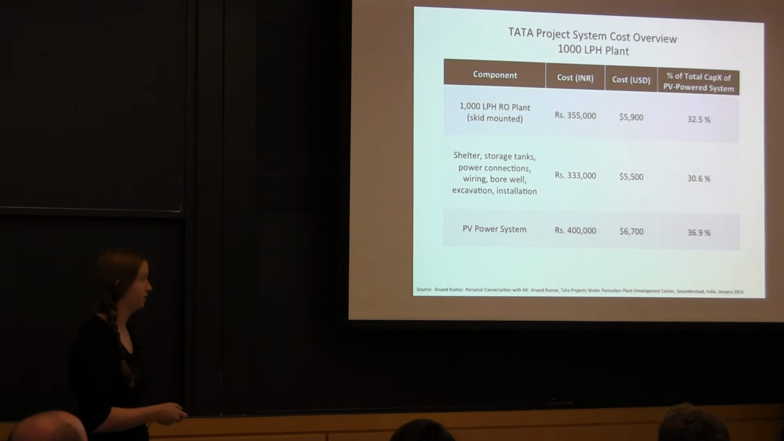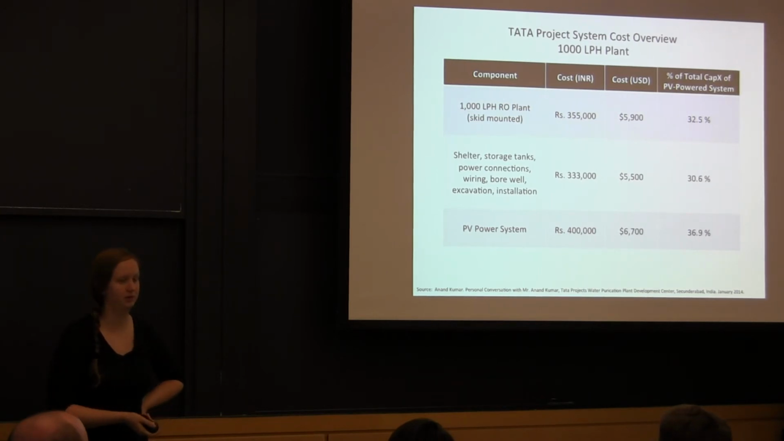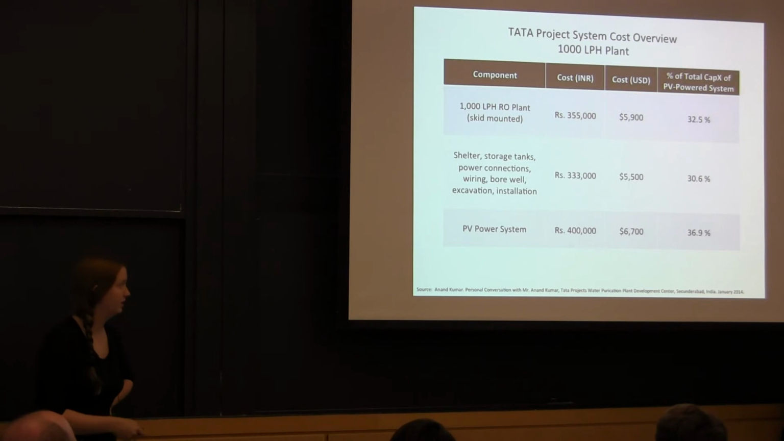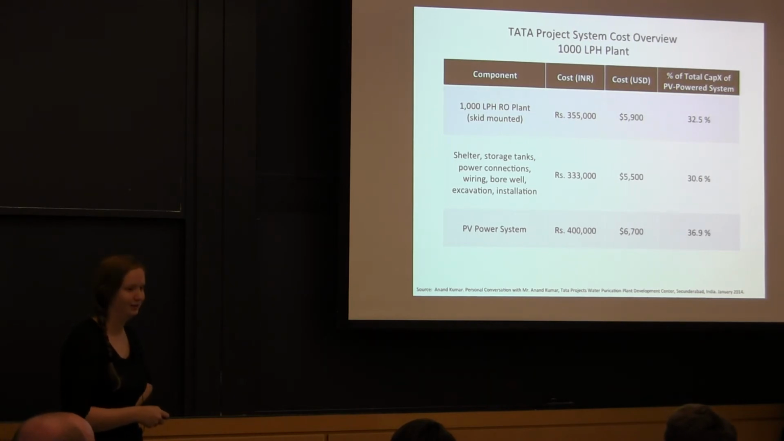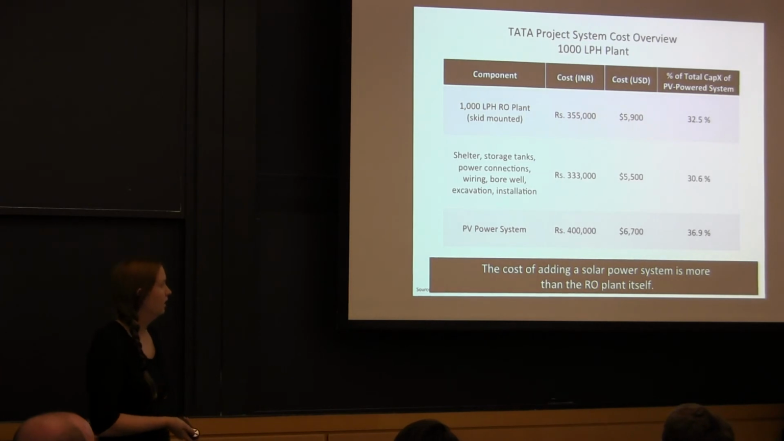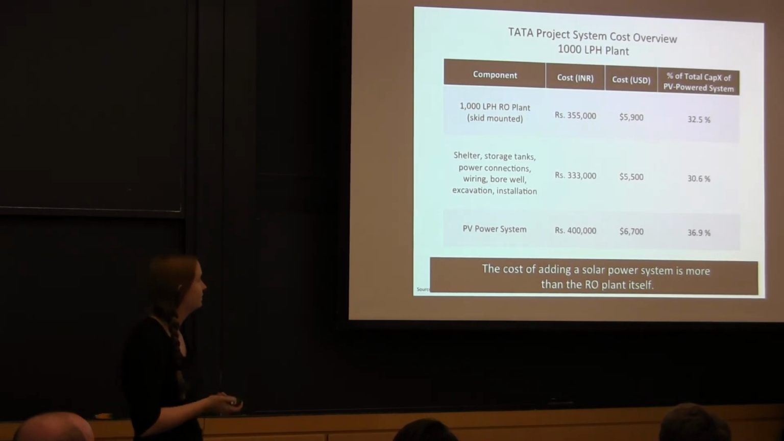So this is kind of our target price point. We know that essentially this number, these first two rows, if you add those together, we know that's viable because they've had success installing these and scaling these up. But once they hit this price point, then that's not viable. So our target price point is the first two. Yeah, and the solar power system is expensive.